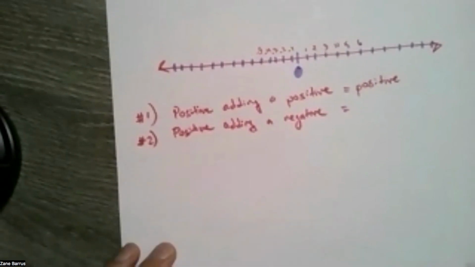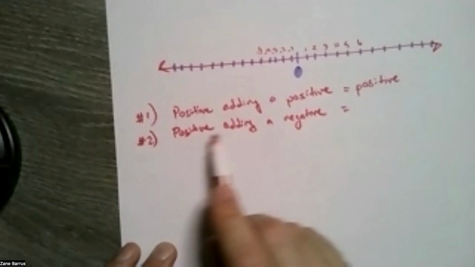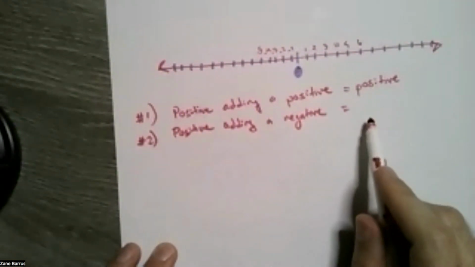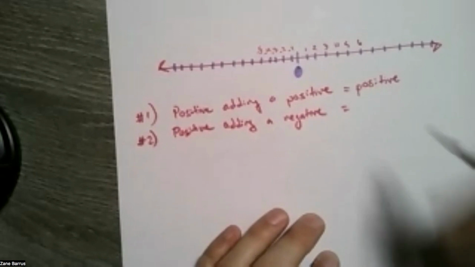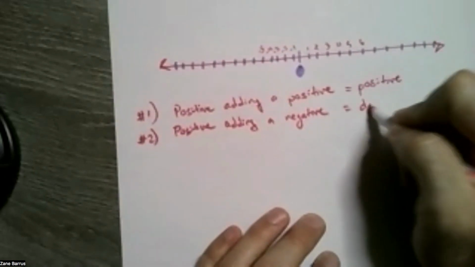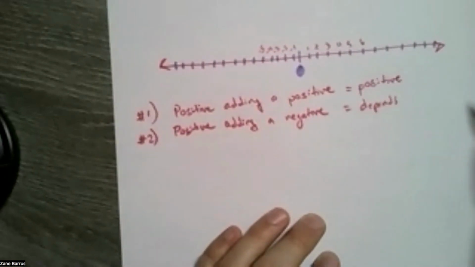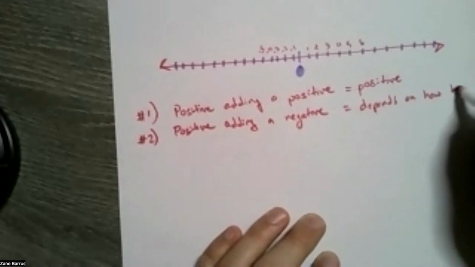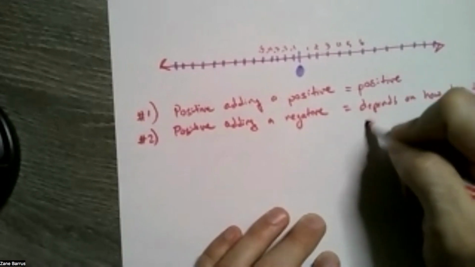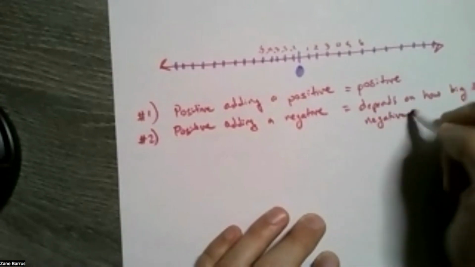Okay, so are you telling me, Lydia, that a positive plus a negative is always going to be negative? No, because you could also do 6 plus -2 and get 4 instead. It just depends on the situation. Yeah, so the answer just depends. Okay, so it depends on how big the negative is, right? Yes. Depends on how big the negative is.